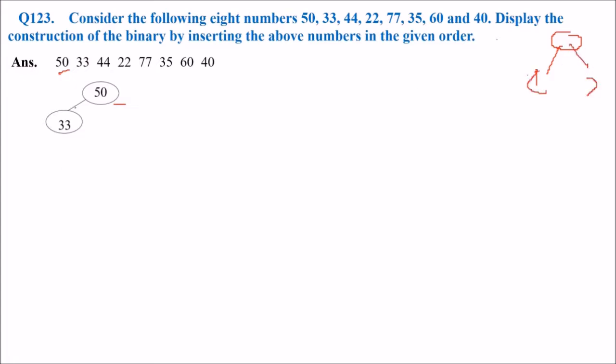So we'll follow this rule only. 33 will be placed here. 44 has come. Now this is our node of concern. 44 is greater than 33, so it will be placed on the right.